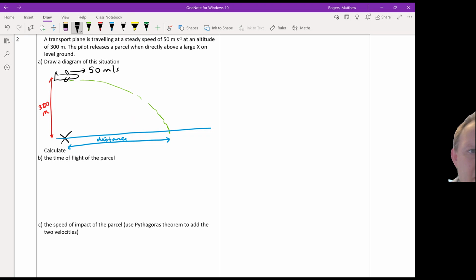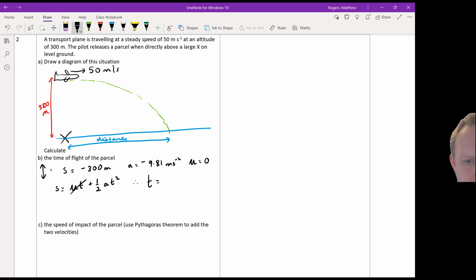Calculate the time of flight of the parcel. So that's just determined by what happens in the vertical direction. So in the vertical direction, we want a displacement of minus 300 meters. The acceleration is minus 9.81 meters per second squared. And the initial speed is 0. So we're going to use the equation s = ut + half at squared. u is equal to 0, so we can get rid of this term.